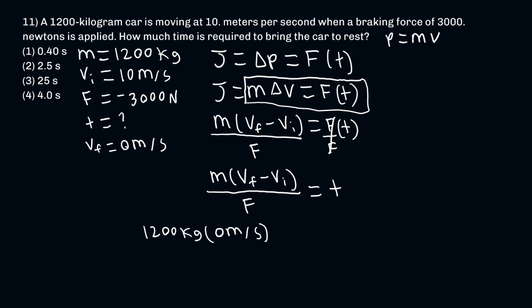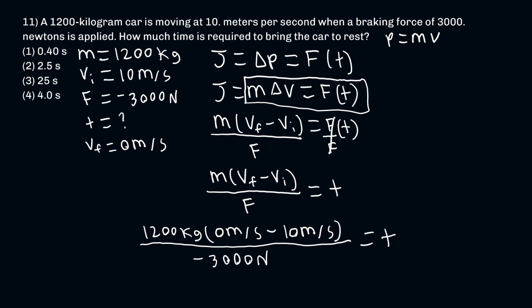Minus my initial velocity, that is 10 meters per second, all over the force, which is negative 3,000 newtons. And you're going to see why I did negative in a second, because then I had to end up with a positive time. So really what I have here is just 1,200 times negative 10, because 0 is 0, so you can really not worry too much about this. So 1,200 times negative 10 here.